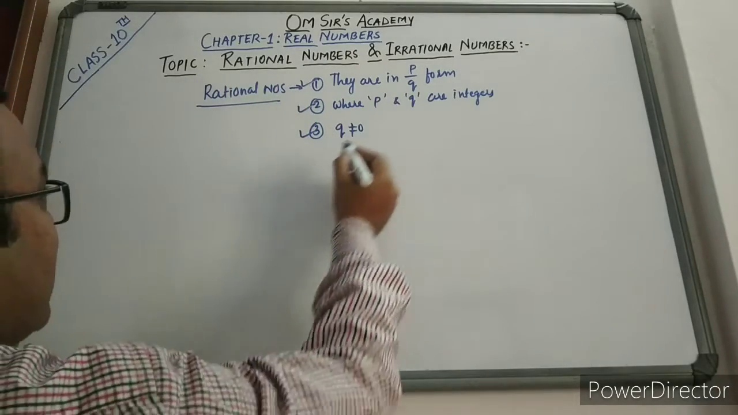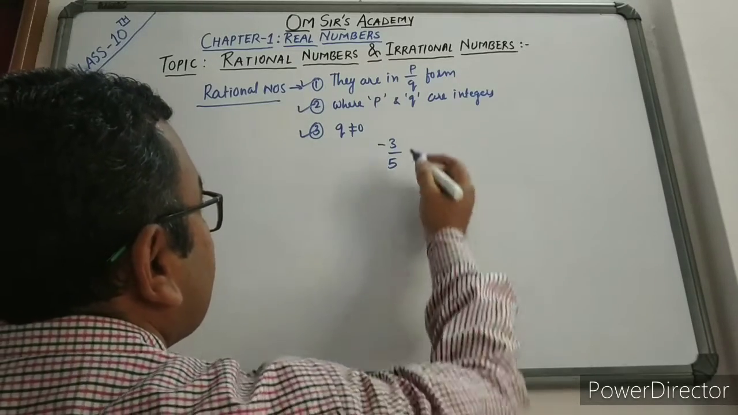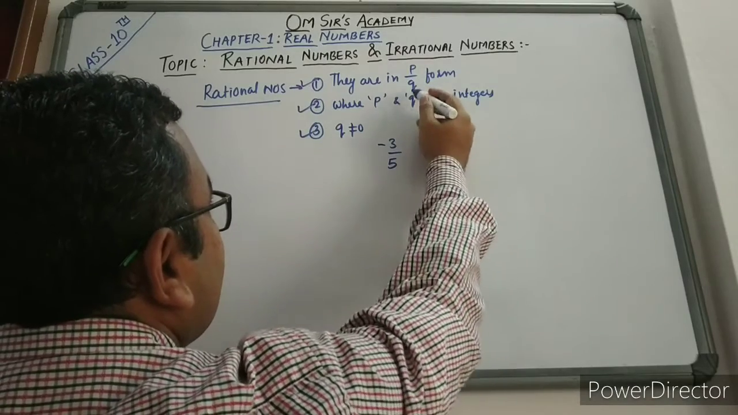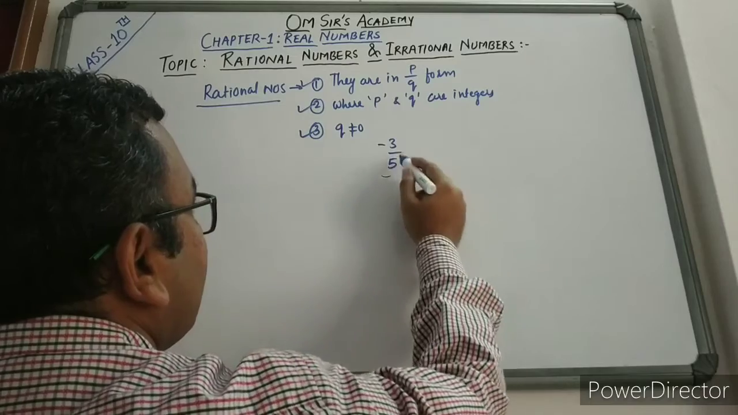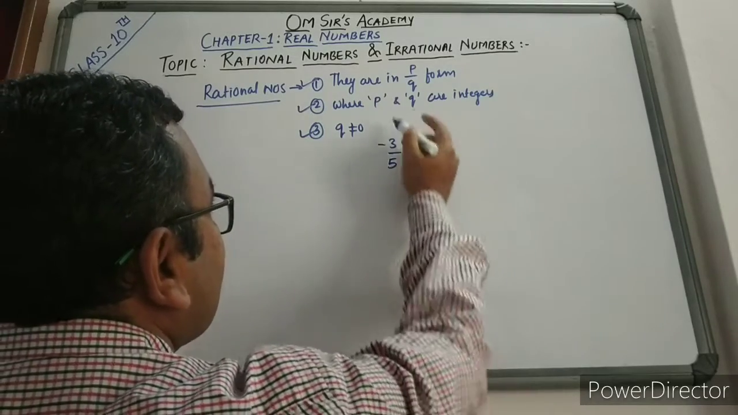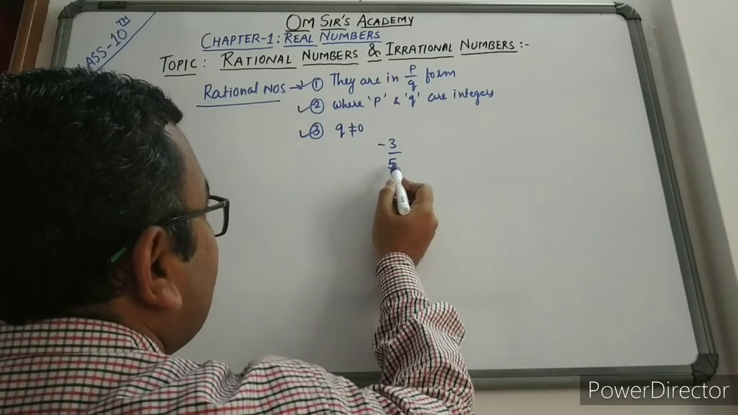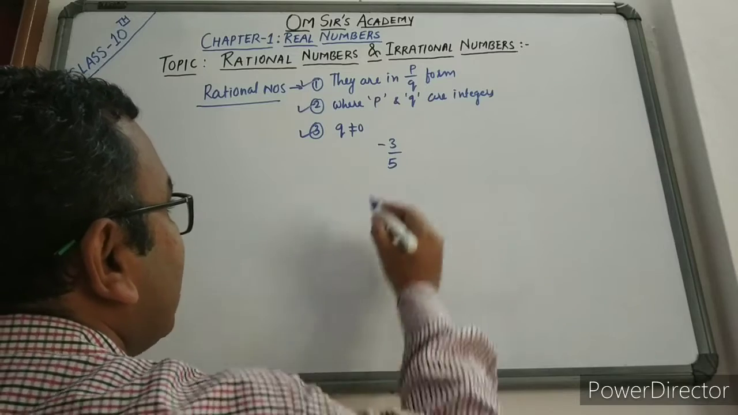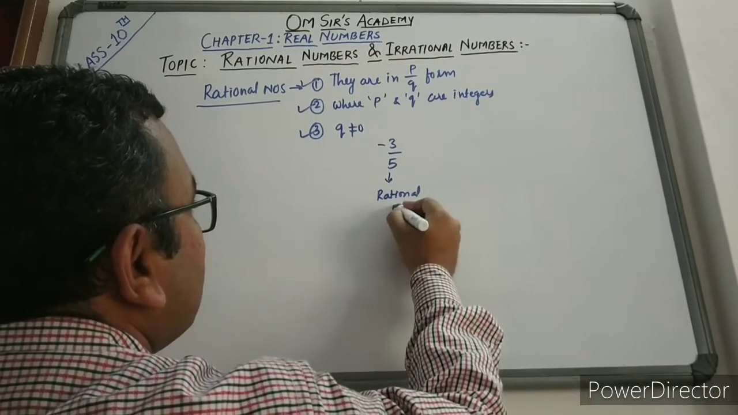Right friends? Say for example, minus 3 upon 5 is a rational number. Why? It is written in P by Q form. Then second, P and Q both are integers. P is a negative integer and Q is a positive integer. So they both are integers. And Q, that is the denominator, that is 5, which is not equal to 0. So all these three conditions are satisfied, so this number is called a rational number.